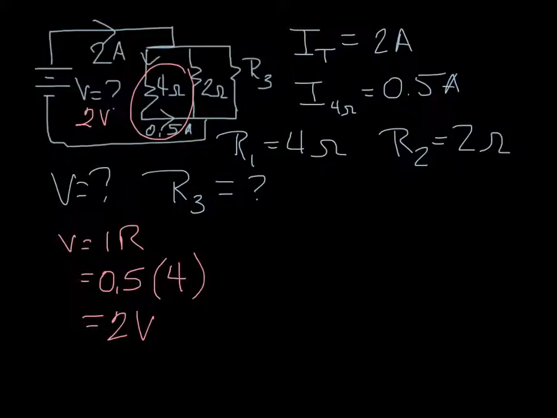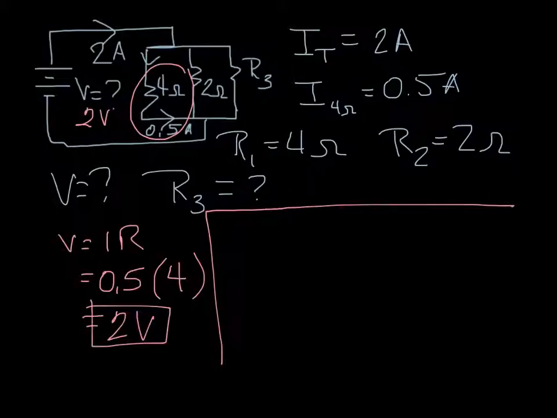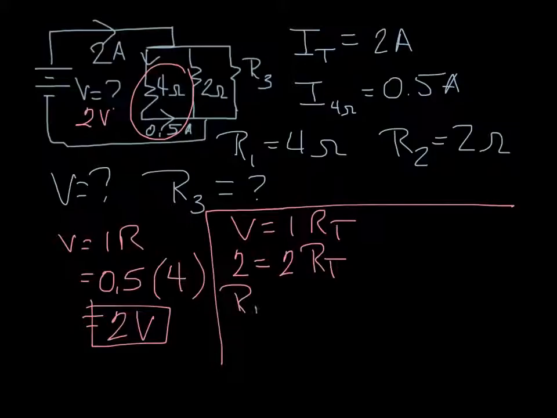Okay, so now we can find total resistance of that circuit. We know V equals I R total. And if we use the total current in the circuit, we know 2 is equal to 2 amps times resistance total. So that means resistance total has to equal 2 divided by 2, which is 1 ohm. Okay, so now we know that.